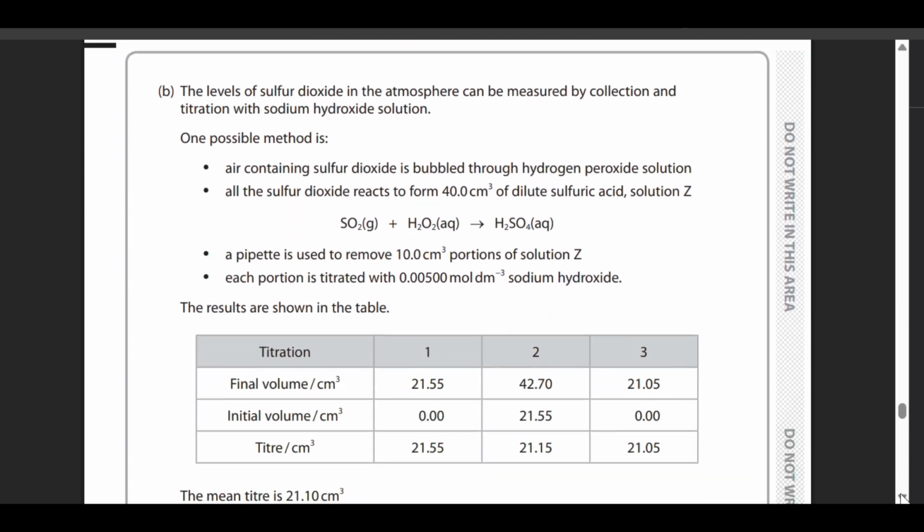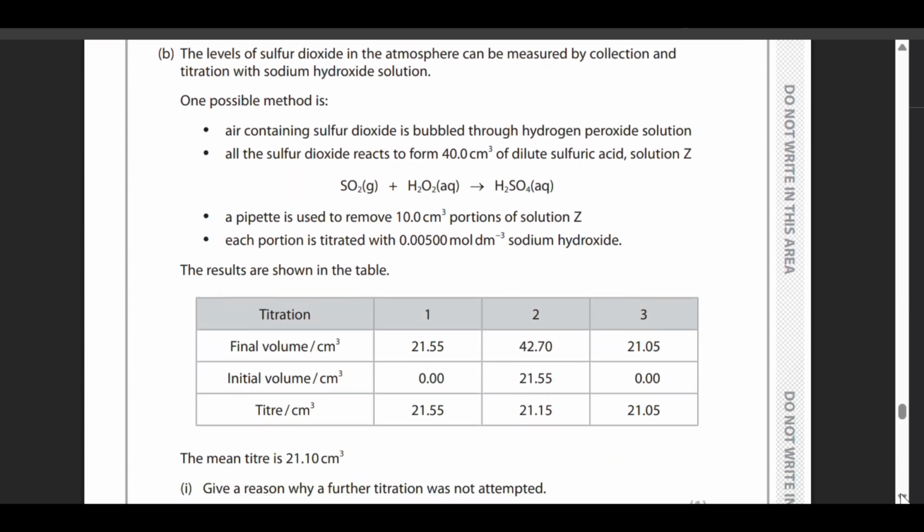Now this part is related to titration. The mean titer is 21 centimeter cube. Okay, the levels of sulfur dioxide in the atmosphere can be measured by collection and titration with sodium hydroxide. Air containing sulfur dioxide is bubbled through a hydrogen peroxide solution. All the sulfur dioxide reacts to form 40 centimeter cube of dilute sulfuric acid.